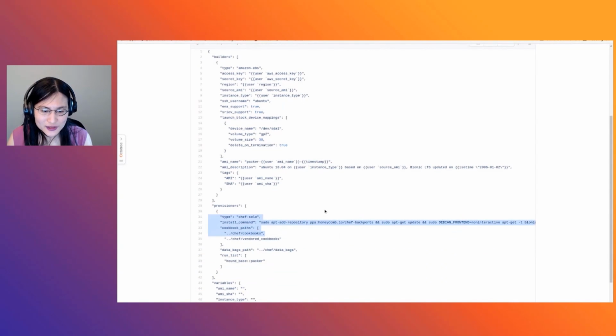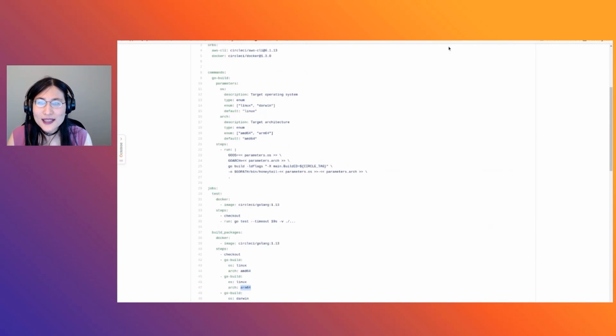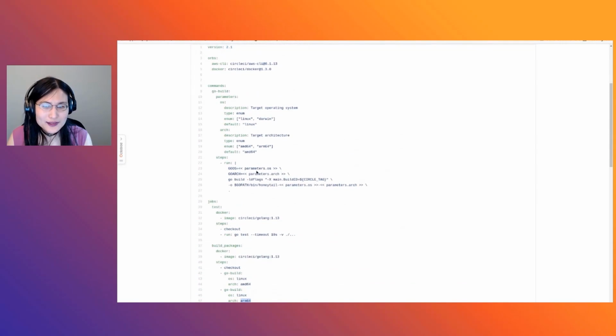Once we did those changes and made sure that Chef was able to run successfully in both environments, we were off to the races. And as I mentioned, we have agents, such as Honeytail, which parses log files. So we just needed to make sure that we were building it both for ARM64 and AMD64.